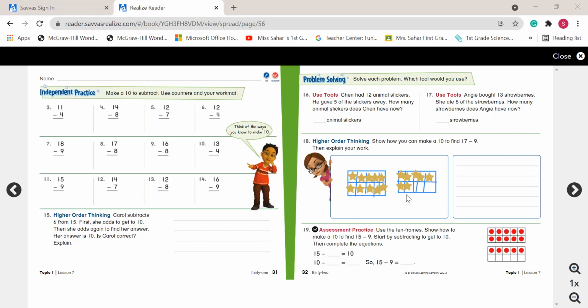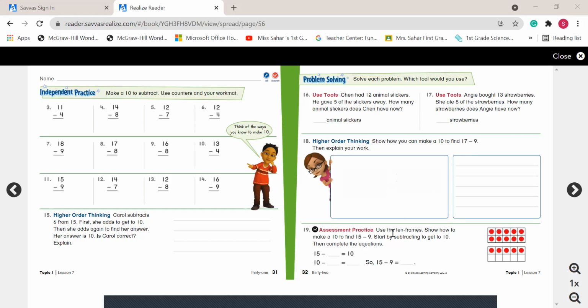What are we going to do? What did I add? I added 1 here and I added 7 here. 1 plus 7 is 8. So 17 take away 9 equals 8. All right.